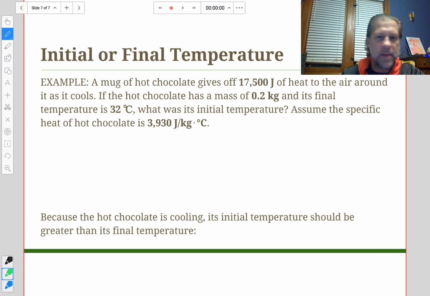So once we take the hot chocolate out of the microwave or off the stove or whatever, and we pour it in the mug, we throw a thermometer in there and we figure out what its initial temperature is. We can calculate that without actually doing that, like using a thermometer.